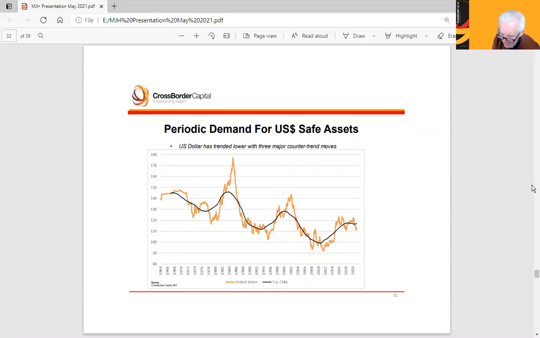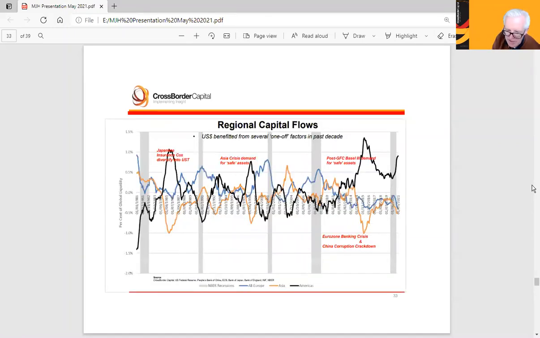And what we've just come through is a period where there's been tremendous safe asset demand for US dollars and US bonds. That we think is dissipating. This chart, which I know I've shown a few times before, is basically saying here you have evidence as to why that was the case.